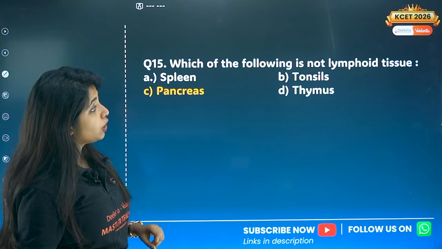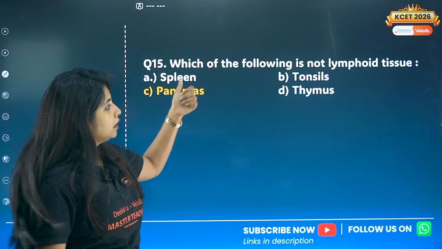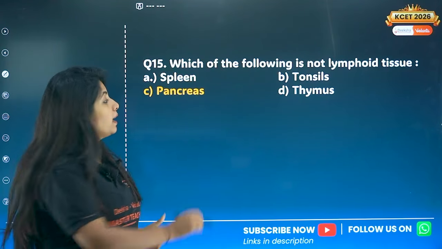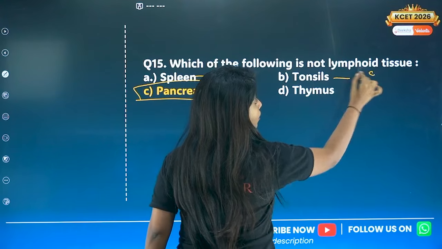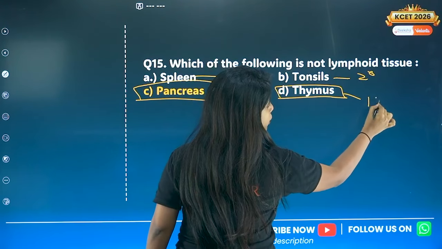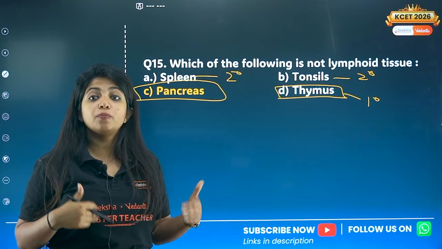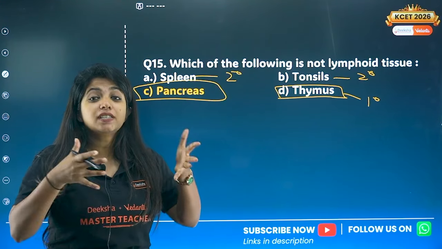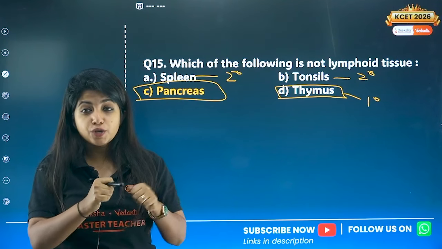Now, which of the following is not a lymphoid tissue? Spleen, tonsils, thymus, pancreas. Pancreas is not. Spleen is a secondary lymphoid tissue. Tonsil is also a secondary lymphoid tissue, and thymus is a primary lymphoid tissue. What do you mean by primary? This is where the cells are basically going to mature. Mature into what? Antigen sensitive lymphocytes. They are going to be sensitive. They don't act there.